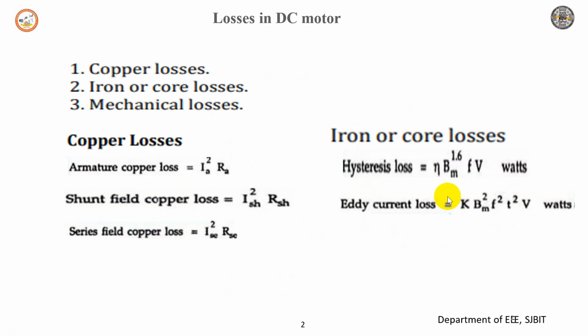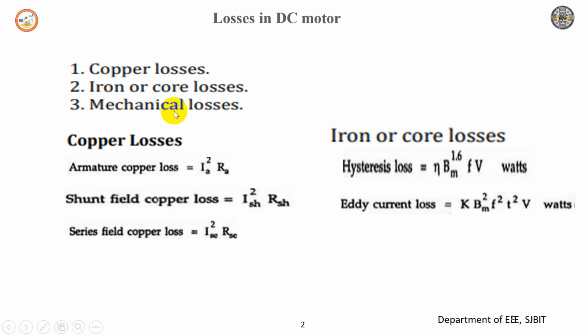Now coming to the mechanical losses. They consist of friction and windage losses. Some power is required to overcome mechanical friction and wind resistance at the shaft. This loss is nothing but the friction and windage losses. These losses are constant for a DC machine. The magnetic, that is iron, and mechanical losses together are called stray losses.